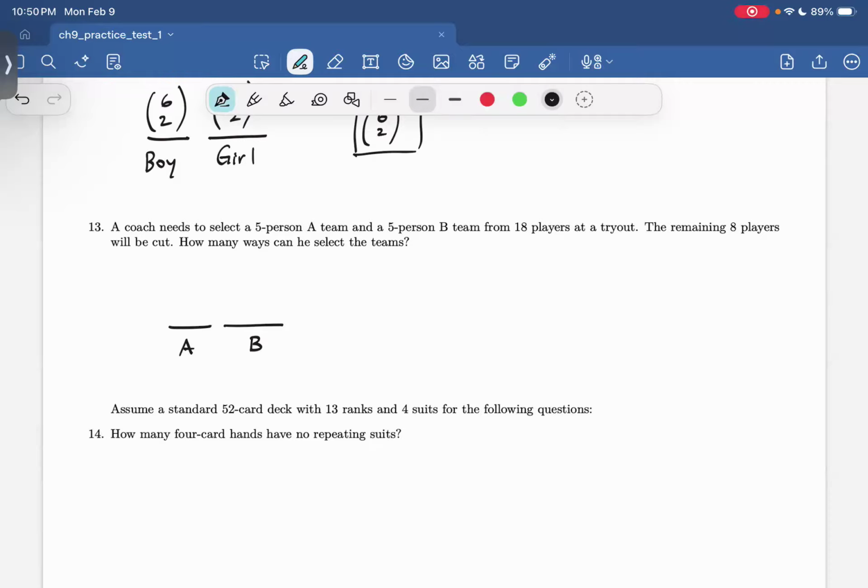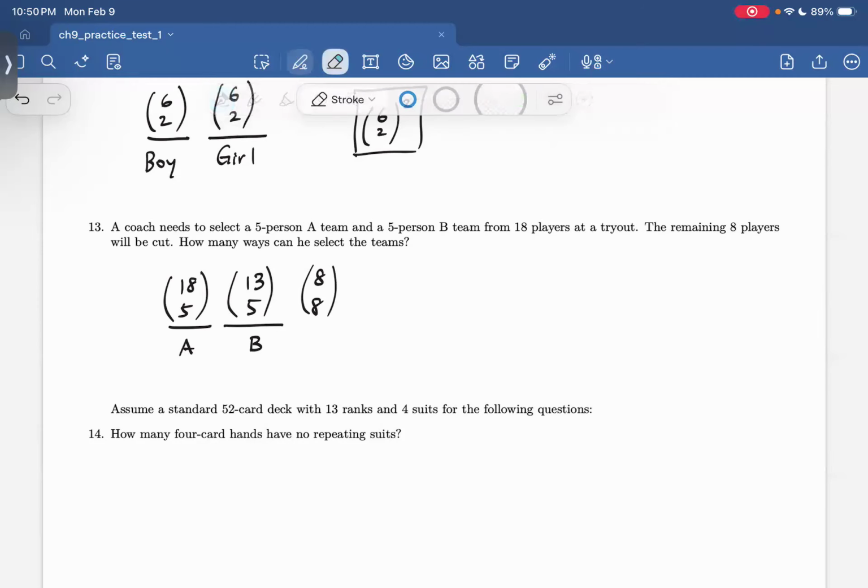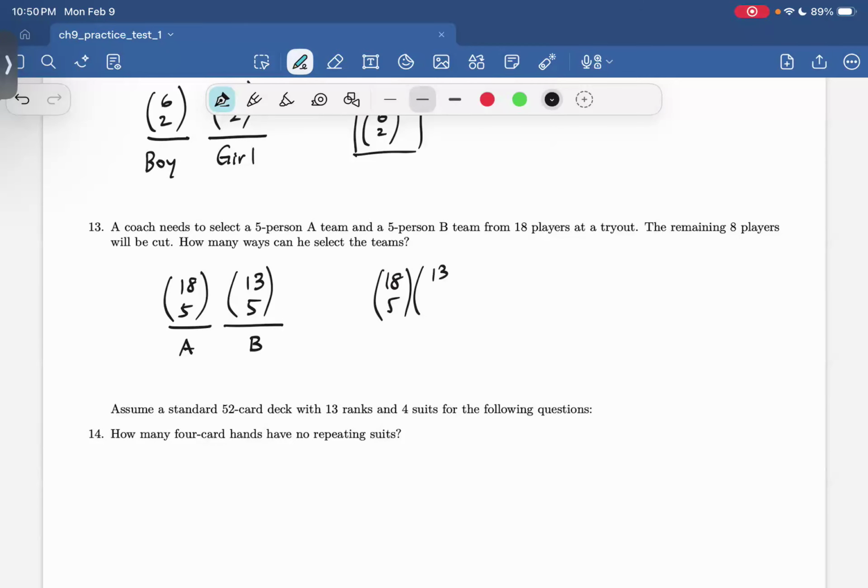So, how many ways can he choose the A team? He's choosing five people out of 15 players, right? So it's going to be 15 choose five. Now, once he has chosen the A team, how many ways are there to choose the B team? Well, we only have 10 players left, right? And then we're trying to choose five people from there. And then the remainder, you can just think about that as five choose five, right? But that's just one, so it doesn't matter. There's only one way to choose the remaining because that's all they have left. So my answer is going to be 15 choose 5 times 10 choose 5.